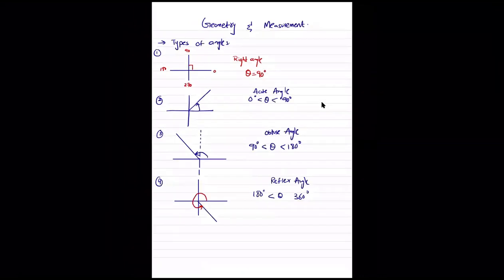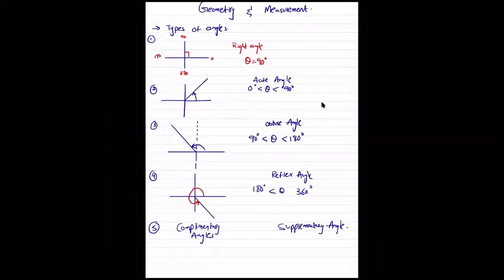Then the two other angles that we study are the complementary angles and supplementary angles. In complementary angles, the sum of your angles adds up to 90 degree. So if this angle is A and this angle is B, then A plus B must add up to 90 degrees. Angle A plus angle B must add up to 90 degrees.